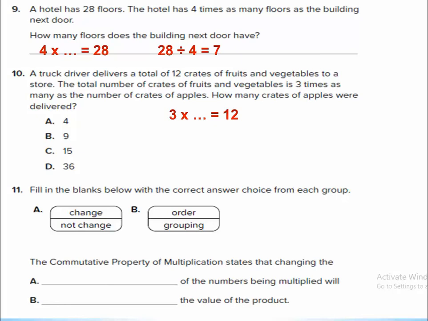A truck driver delivers a total of 12 crates of fruit and vegetables to a store. The total number of crates of fruit and vegetables is 3 times as many as the number of crates of apples. So it means 3 times the number we don't know equals 12. It will be 12 divided by 3 equals 4.